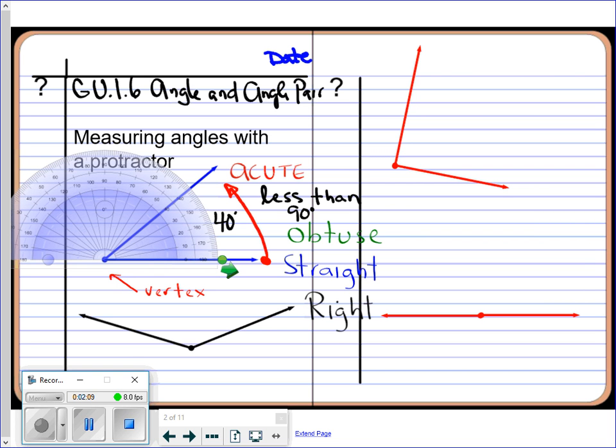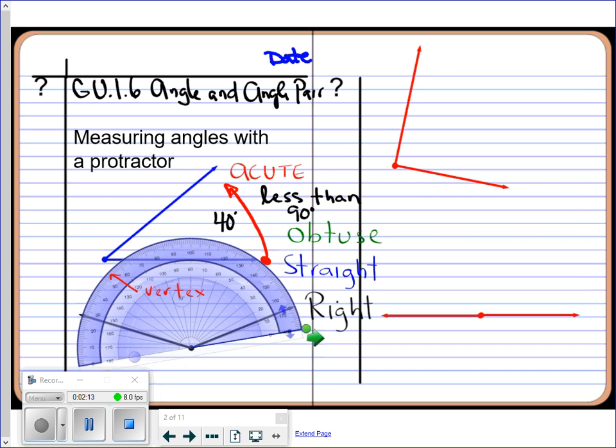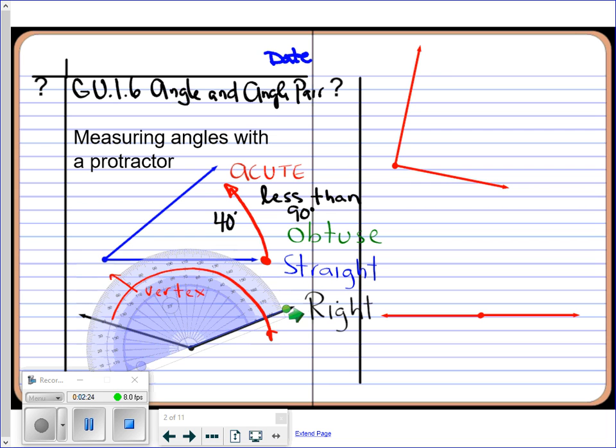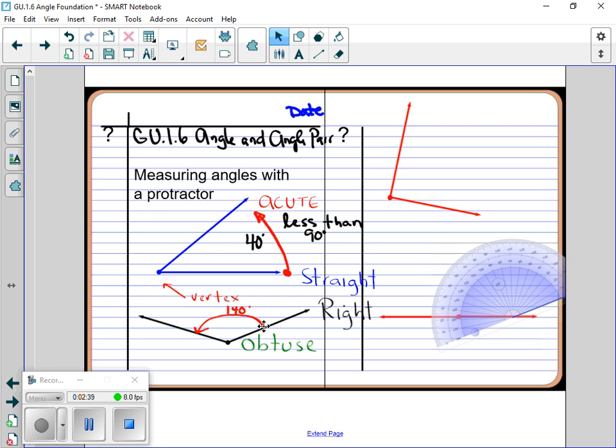Let's go down and measure the next one. I line it up on my vertex, slide it along, and here we are. Again, we're measuring from 0, and it goes all the way over to this angle over here. Looking at my calculations, that looks like about 140 degrees. I like to draw this arc here and then say 140 degrees. Since that's greater than 90, we know that to be obtuse by definition.